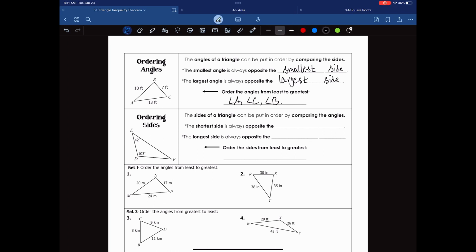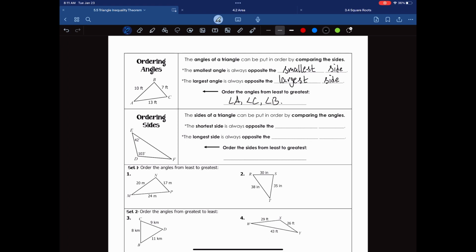Now, granted, that means you have to actually have the side lengths in order to do this. So what happens when you aren't given the side lengths? Well, then you would go ahead and order the sides, which means you would have to be given the angles. If you're going to do this, you're either going to have angles or sides given to you. You have to have those.